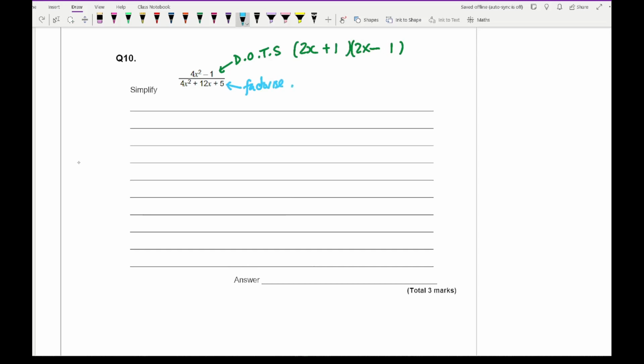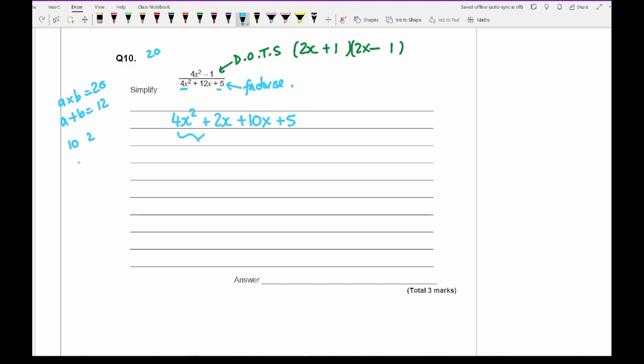So if we factorize this, and again I'm going to use the same method, 4 times 5 is 20. So I need to think of two numbers that multiply to give me 20, added together to give me positive 12. So my two numbers of choice are going to be 10 and 2. So I swap the 12x for 10 and 2. So I've got 4x squared plus, let's go for 2x, plus 10x plus 5.